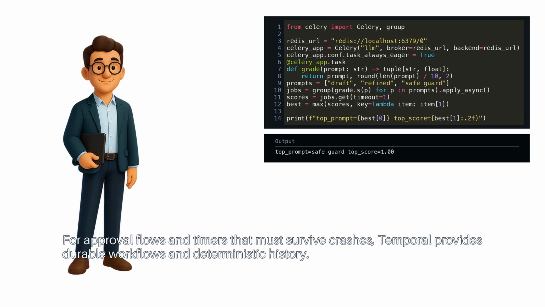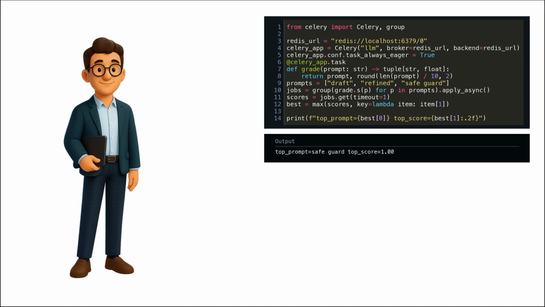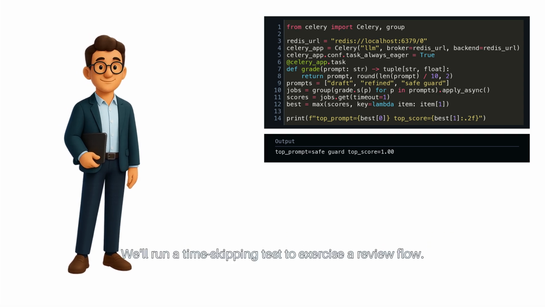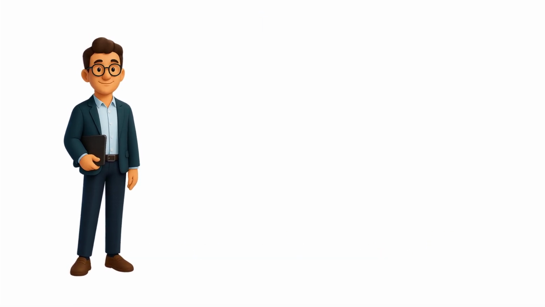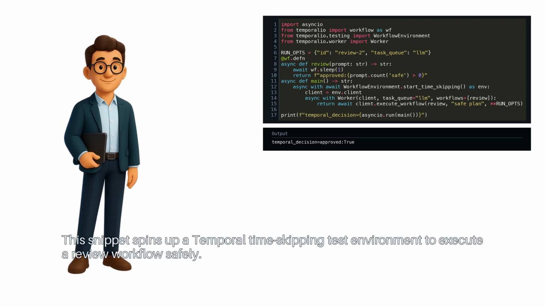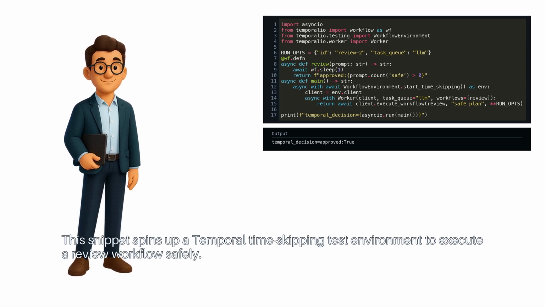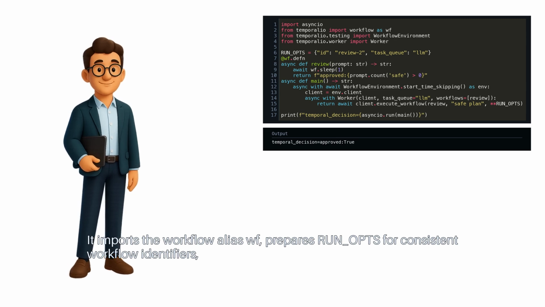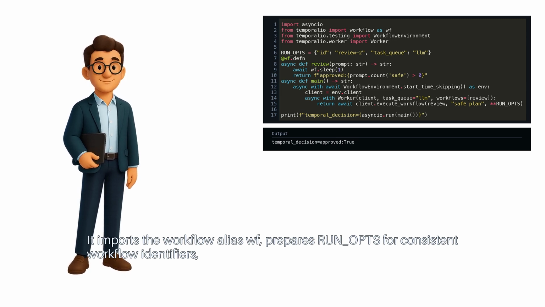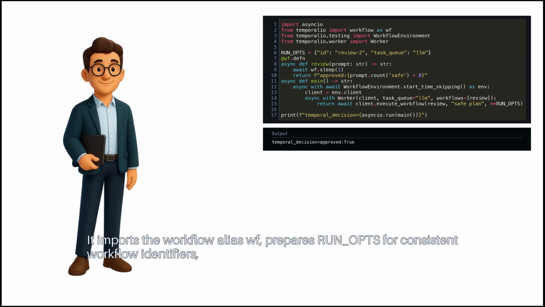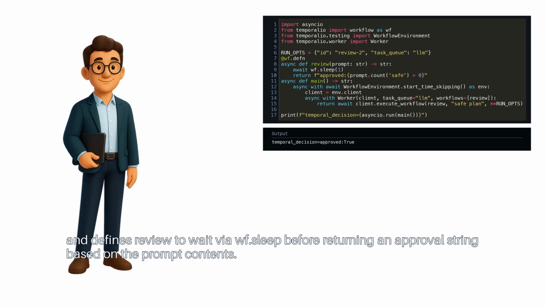For approval flows and timers that must survive crashes, Temporal provides durable workflows and deterministic history. We'll run a time-skipping test to exercise a review flow. This snippet spins up a Temporal time-skipping test environment to execute a review workflow safely. It imports the workflow alias wf, prepares run options for consistent workflow identifiers, and defines review to wait via wf.sleep before returning an approval string based on the prompt contents.